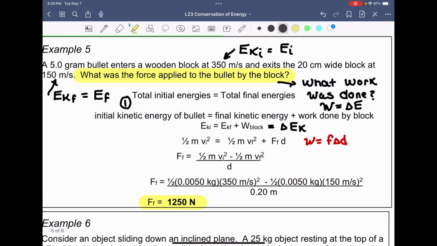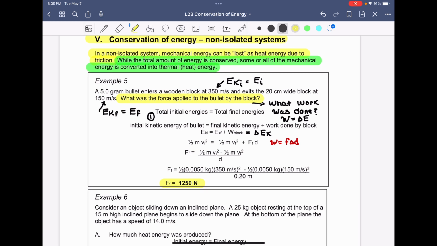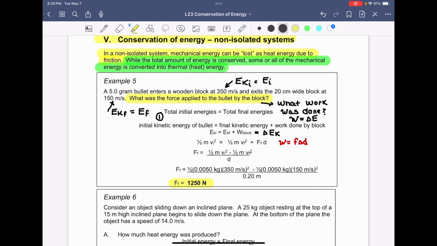Now, this should be of no surprise because the block is quite thin and the bullet speed drops by quite a significant margin, about 200 meters per second. So if this thing drops by that big of a margin, we're going to have a lot of frictional force that acts against this bullet as it enters the block. Okay, so anything that involves work will have a very similar situation to this, where we're going to have to account for some sort of overall work that's being done or an overall change in energy that's affecting this situation.